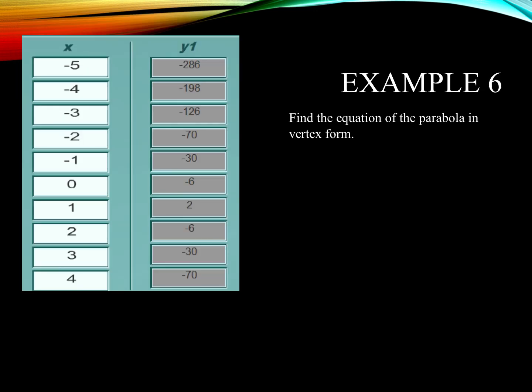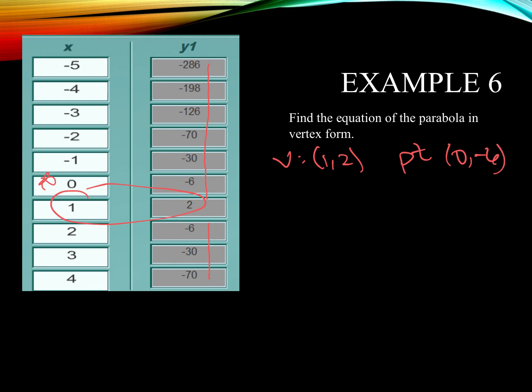For example 6, I'm going to do the same thing. Because I'm given another table, I can see that my numbers here are getting bigger and bigger up until I hit 2, and then they start getting smaller and smaller again. So my vertex is going to be at the point 1, 2. I'm going to pick another point, and I really like to pick the points with 0. So I'm going to pick that point 0, -6 it looks like.